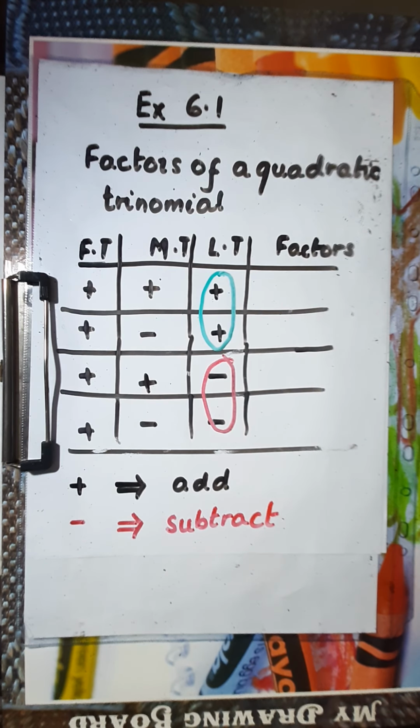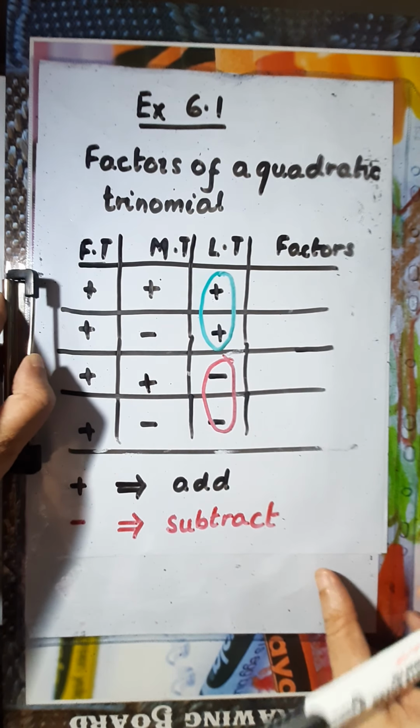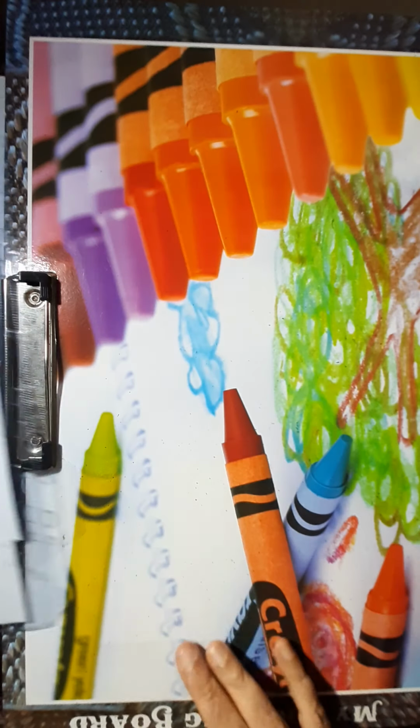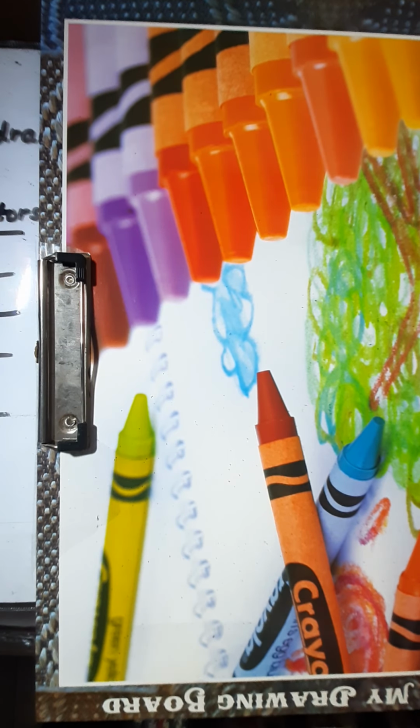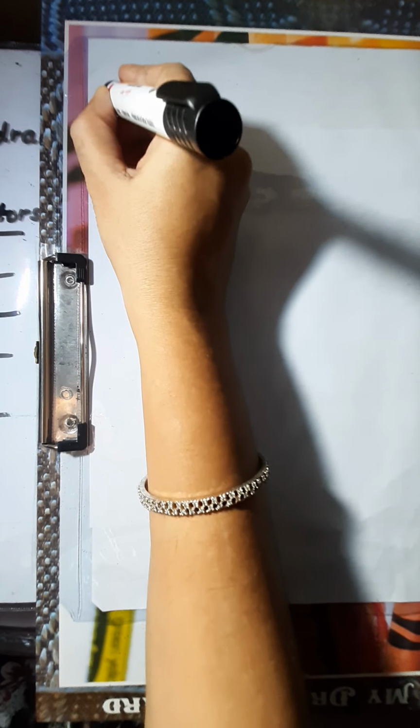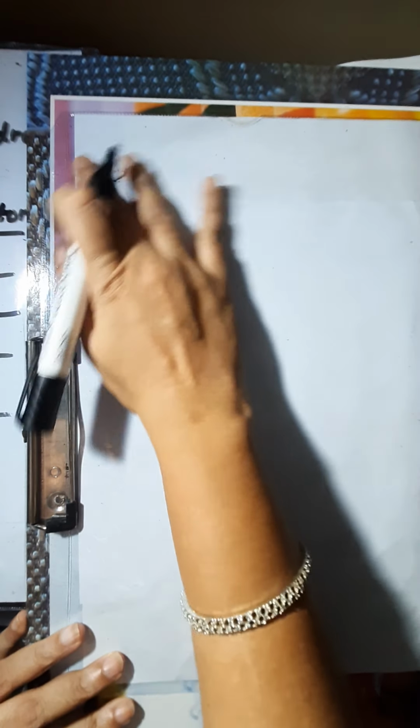Today we will do when the middle term is plus and the last term is plus, or when the middle term is minus and the last term is plus. Okay. Now let me explain this to you. I'll teach you how to find the factors. See my first question that I am going to teach you. Some sums are from 6.1, but some I made my own questions, right?